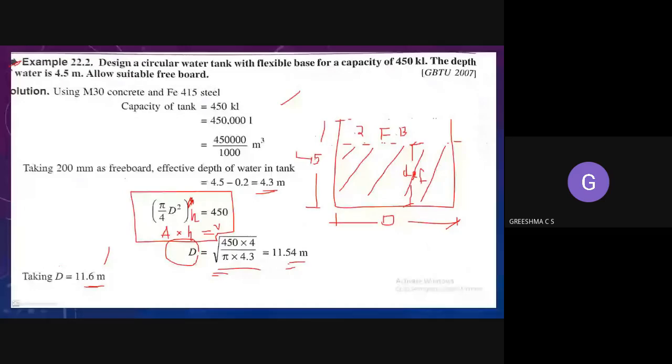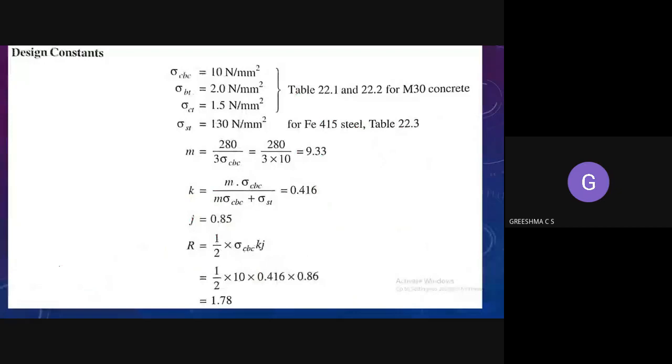So next step, step number 2, you have to find out the design constants. Okay, so design constants, all of you please take IS code 3370. Part 2, we are having part 1, part 2, part 3 and part 4. You will be using part 2.